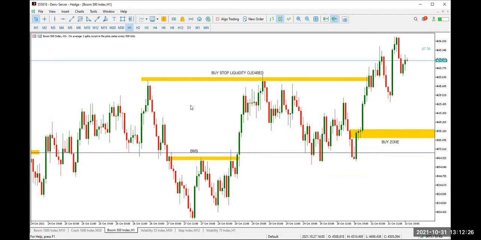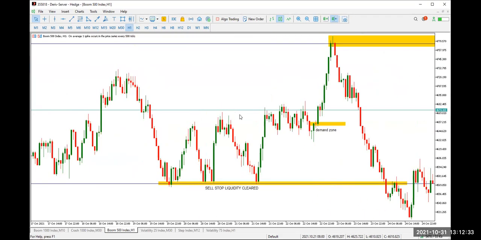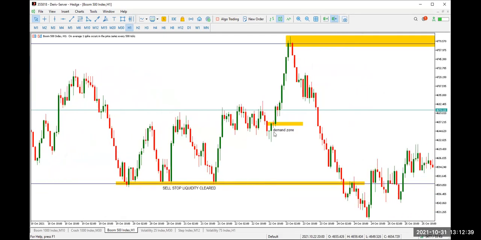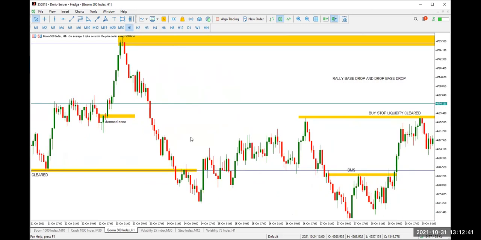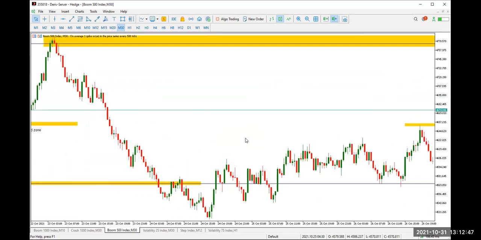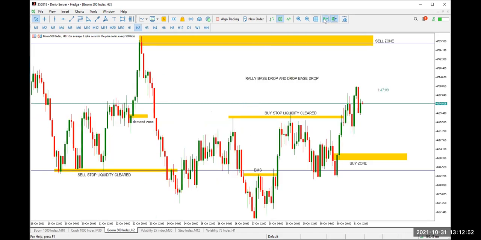Market always respects supply and demand zones very, very well. That is the supply zone. Anywhere you see it in the market, you can trade this market very well and have almost 99% accuracy. So let's go to our topic of today.